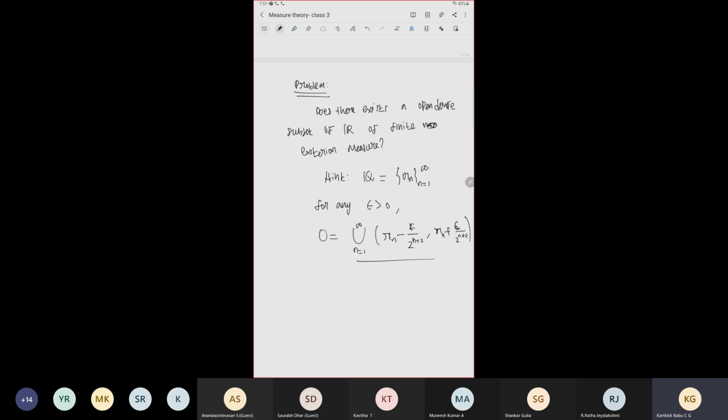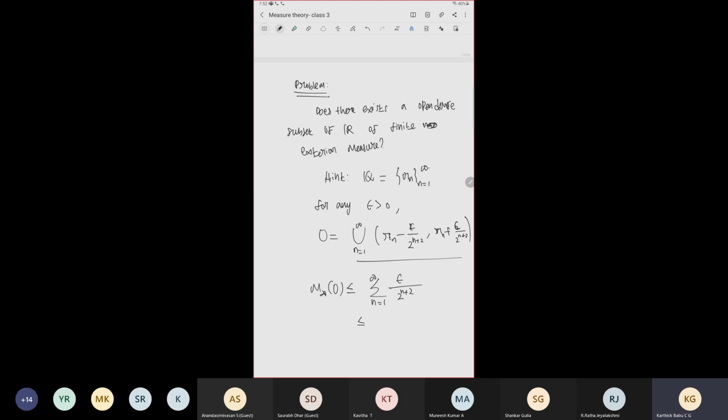So this is an open set and it contains the rational numbers, so it must be dense. Okay, so this is open and dense. Now we have to see that it has finite measure, so we are going to use countable subadditivity. The outer measure of O is measurable, because every open set is measurable, so outer measure and measure are equal. By countable subadditivity, this is less than or equal to the sum from n equal to 1 to infinity of epsilon by 2 to the power n plus 1.